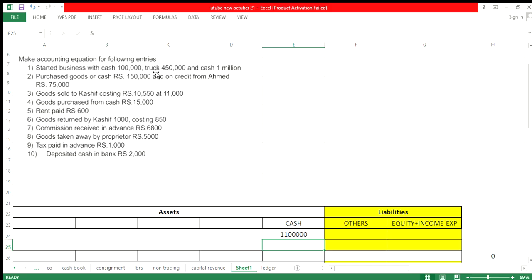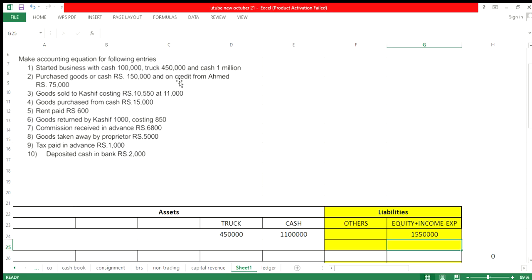So the second commodity which is being given by the owner is your truck. How much value? 4,50,000. This is also invested by the proprietor. So there are two things provided by the proprietor, cash and truck. Both are your capital. You will come to the liability side. First 450,000 and then 11 lakh. So total 15 lakh 50,000 is your capital. First entry is completed. Now second.